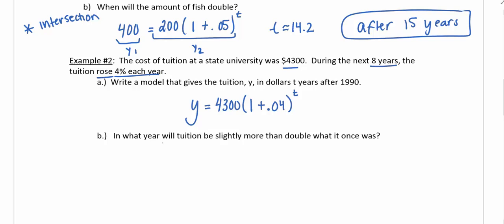So what they want us to do is to figure out in what year the tuition will be slightly more than double what it once was. So double would be 8,600.